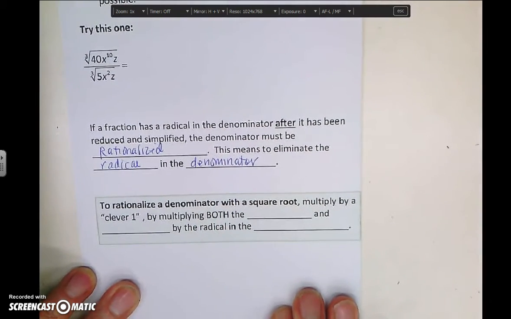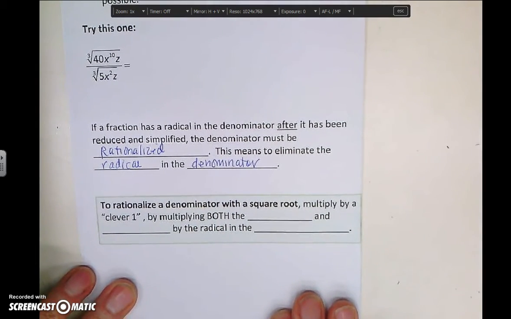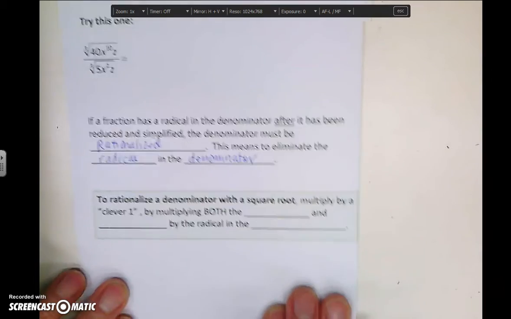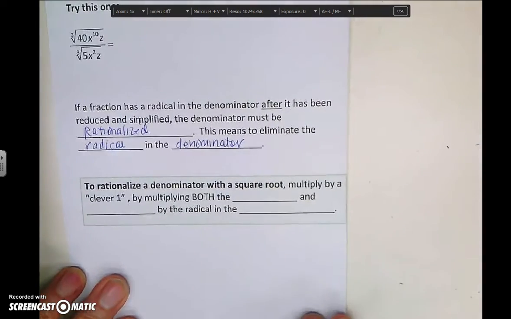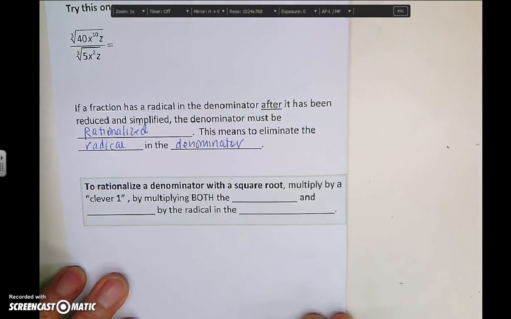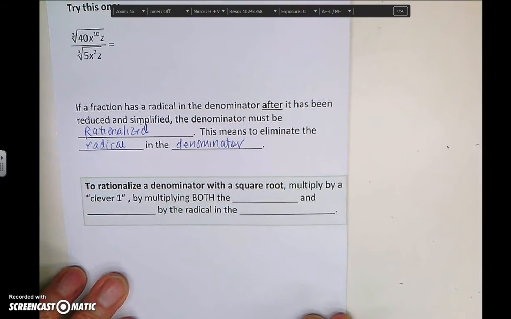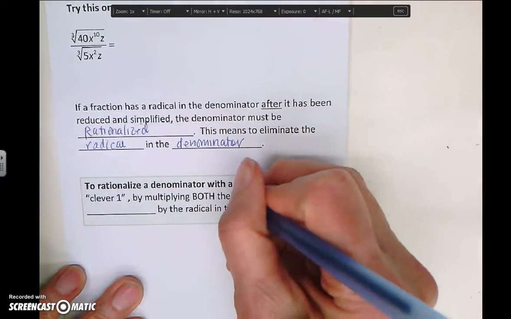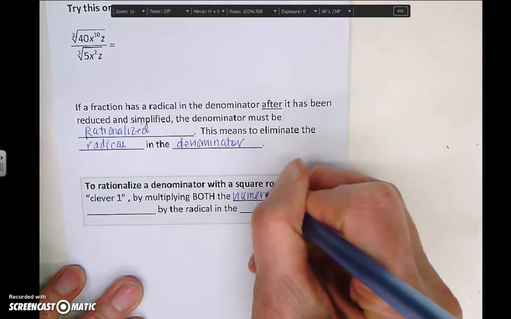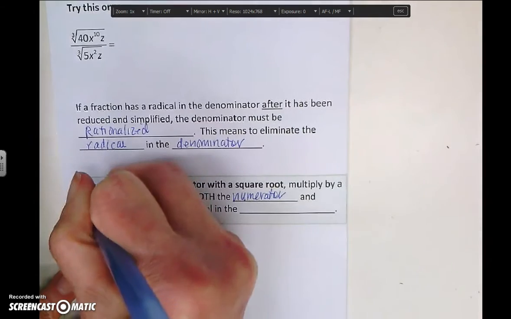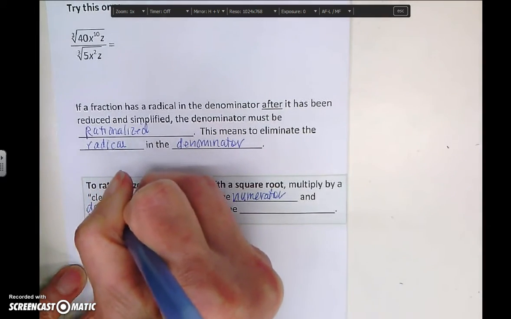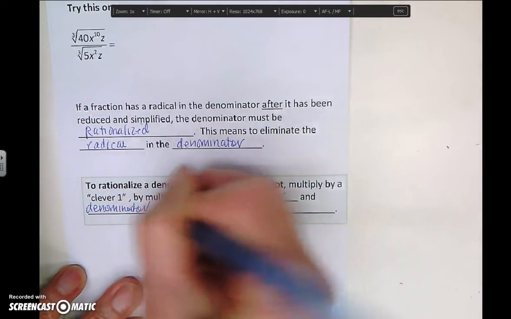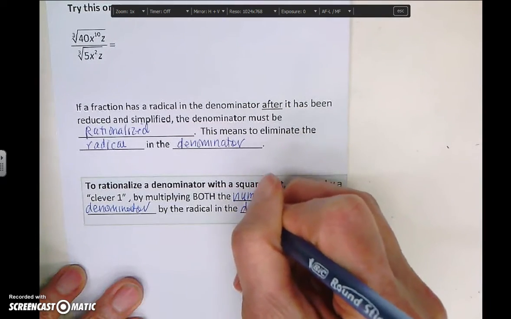So what it means is to change that radical, which is irrational, into a rational number, like a whole number. To rationalize a denominator that has a square root, you're going to multiply by a clever one, multiplying both the numerator and denominator by the radical that is in the denominator.